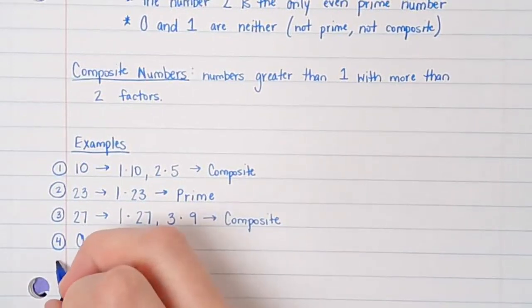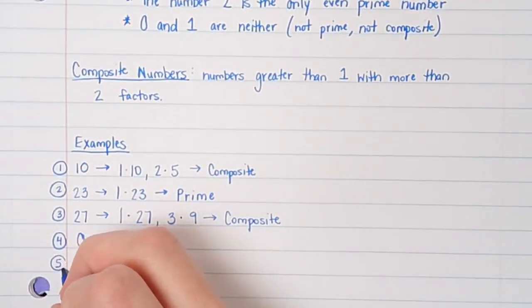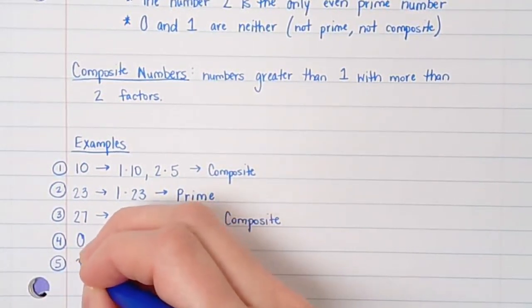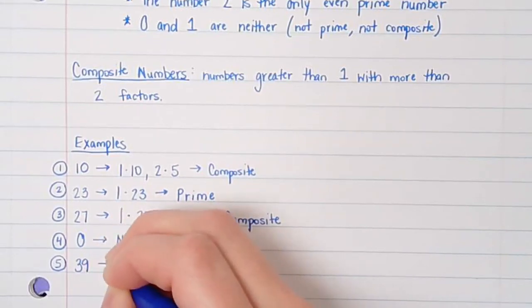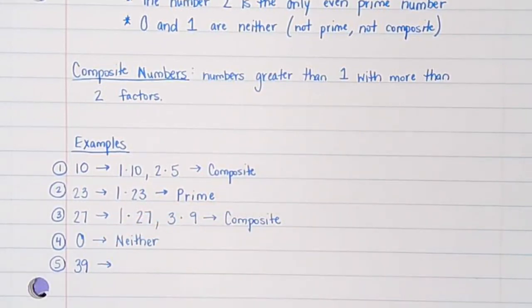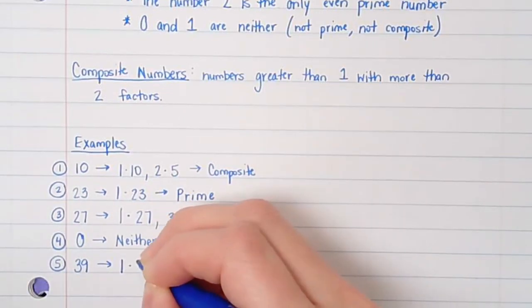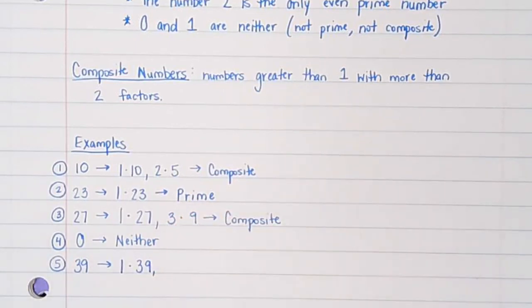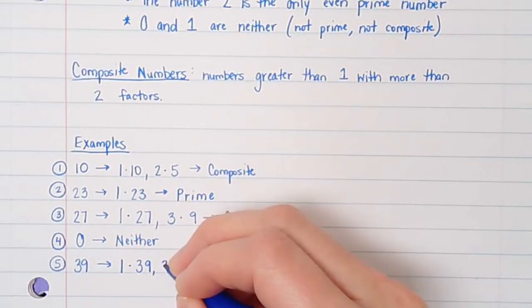39. Now, I hesitated giving you this one in your notes because this is one that I always put on a quiz or a test, because people once again jump to the conclusion that just because it's odd, it has to be prime. But if you think about it, what gives me 39? Well, I've got 1 times 39. And if you're good with your multiplication, then hopefully you also realize that 3 times 13 also gives me 39. So this has to be a composite number.